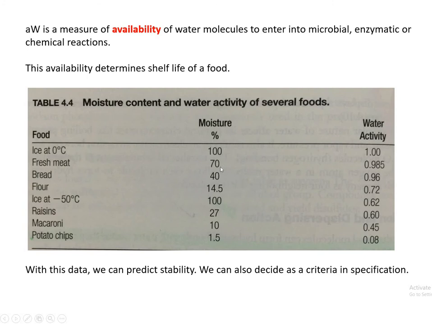So fresh meat, 70% moisture, has about 0.985. That's very high water activity. That means the water is going to be very active, lots of energy, and can cause all kinds of trouble in terms of shelf life. But for potato chips, 1.5% moisture, that's low, and water activity is very, very low. So with this data we can predict stability. We can also decide criteria for specification, meaning you can decide what is the best moisture and water activity that will keep a particular product stable for a long period of time.